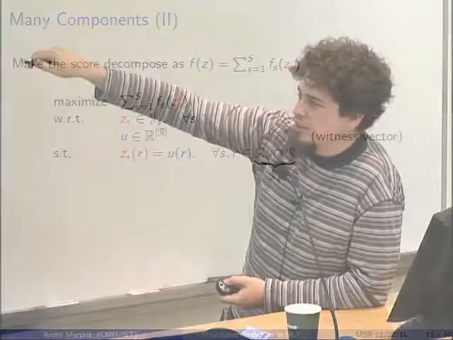Okay. So this witness vector is indexed by the basic parts, or the arcs in the dependency tree. And this constraint makes sure that all the arcs in these substructures have to match some common witness vector. And this is going to force agreement between all the overlaps in the different components. Does that make sense?